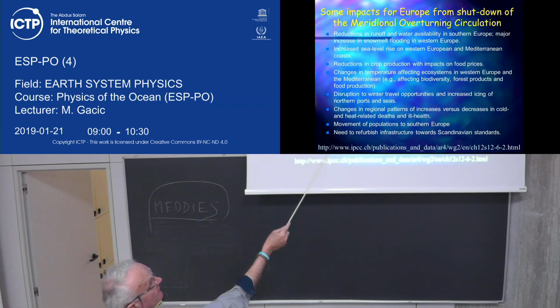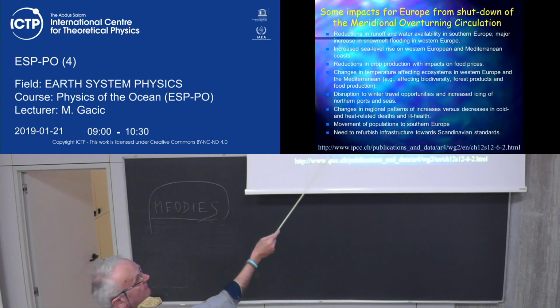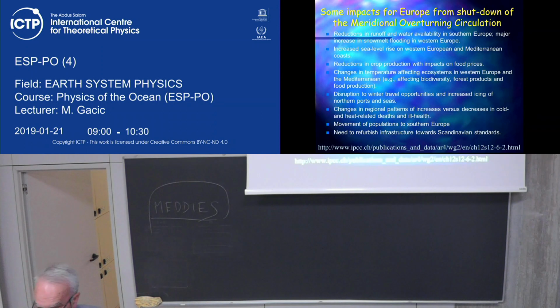Then there will be an increase of sea level rise on the western European and Mediterranean coast. This is partly due to the increase of temperature and the stretching of the water column on one hand. On the other hand, there will be an increase of freshwater availability and melting of ice over the northern areas, and this will be another process contributing to sea level increase. There will be a reduction in crop production with impact on food prices, because of less availability of water.